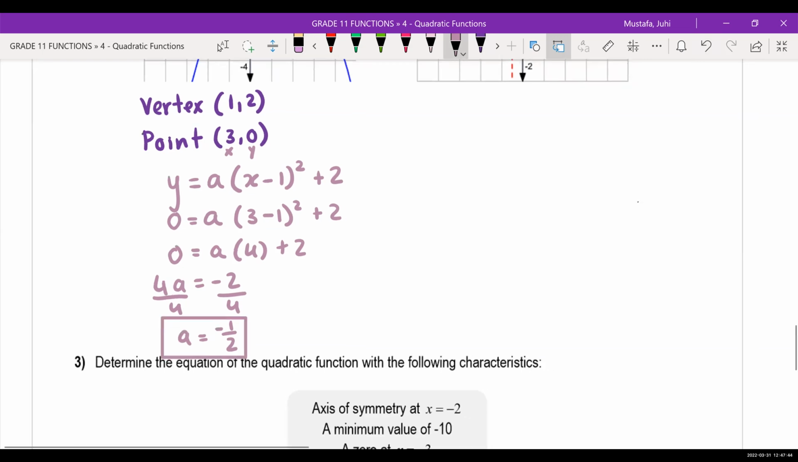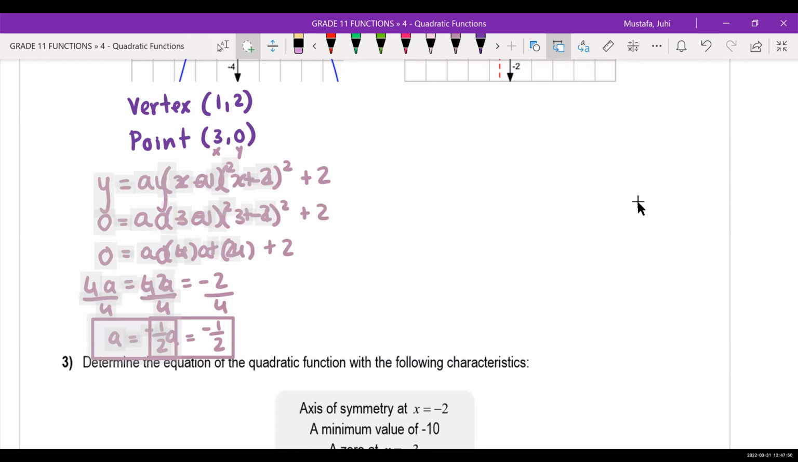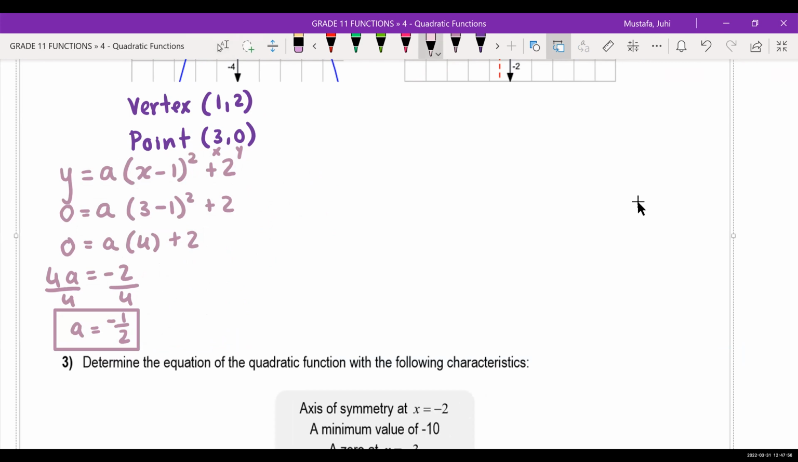And once we figured out our a value, we can now put it back into the equation, and we have figured out what the equation actually is. So I'm just going to move this over here, and we can go ahead and write down the equation is going to be y is equal to -1/2 bracket x minus 1 squared plus 2.